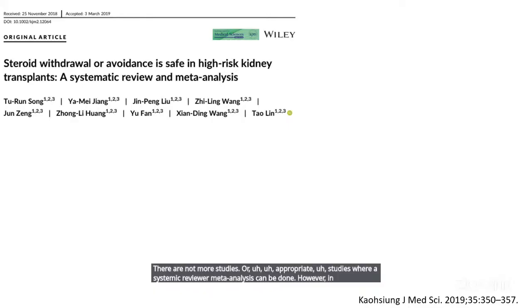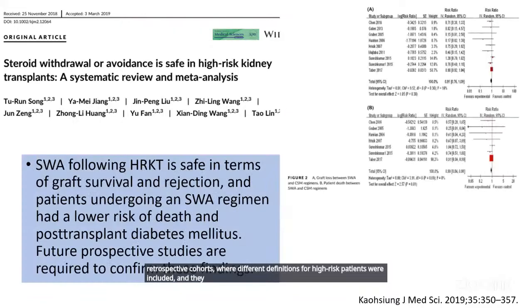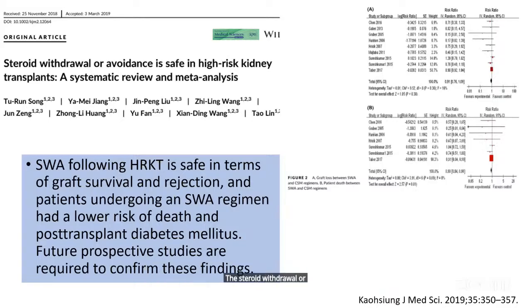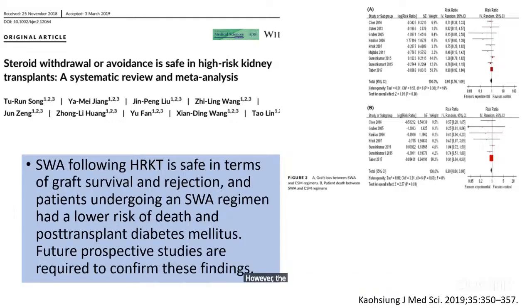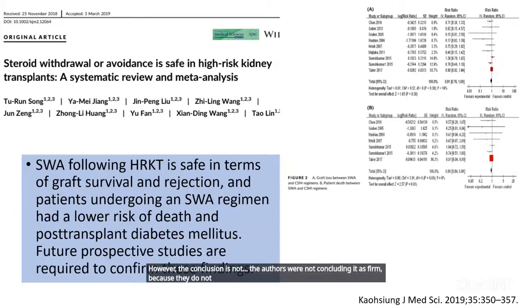However, in 2018, a Chinese group tried to analyze, using case series and retrospective cohorts where different definitions of high-risk patients were included, and they concluded that steroid withdrawal or avoidance following high-risk kidney transplant is safe in terms of graft survival and rejection, and patients undergoing this regimen had a lower risk of death and post-transplant diabetes mellitus. However, the authors did not conclude it as firm because these various studies do not have good power.